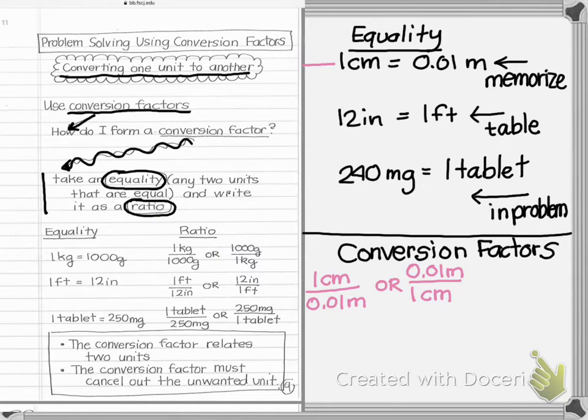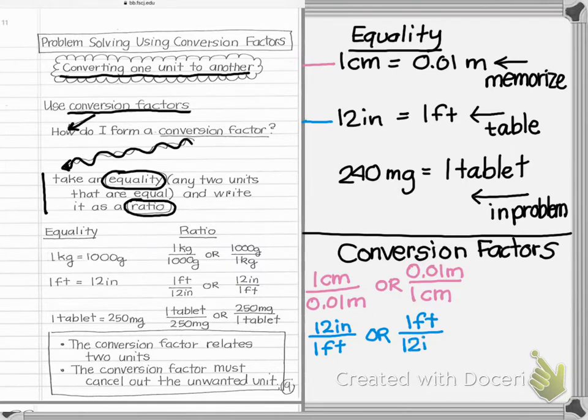Now let's look at the next one. Hopefully you'll start getting the idea. So this second one, I looked up on a table to know the relationship between inches and feet. And so to write a conversion factor, I could either write the 12 inches in the numerator on top and the 1 foot on the bottom.